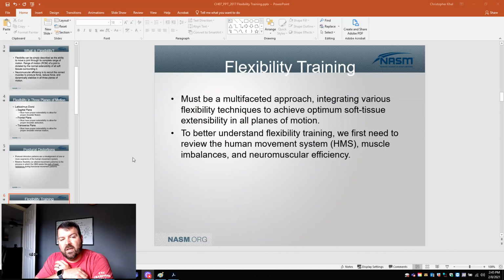Flexibility training must be a multifaceted approach, integrating various flexibility techniques to achieve optimal soft tissue extensibility in all planes of motion. To better understand flexibility training, we need to review the human movement system, muscle imbalances, and neuromuscular efficiency. One good thing to really point out there is there's a lot of different ways to achieve the same goal.